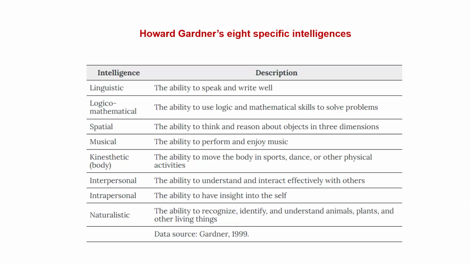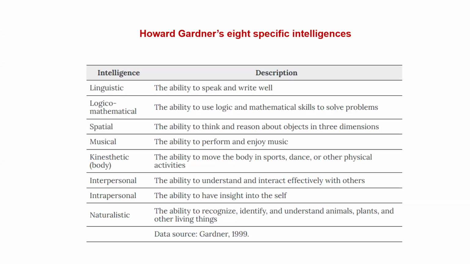Interpersonal is the ability to understand and interact effectively with others. Socially, they have this intelligence. Intrapersonal means the ability to have insight into the self. Individually, he can perform. He doesn't need the support of peers or others, but some need it. Naturalistic means the ability to realize, identify, and understand animals, plants, and other living things. They are the lovers of nature.